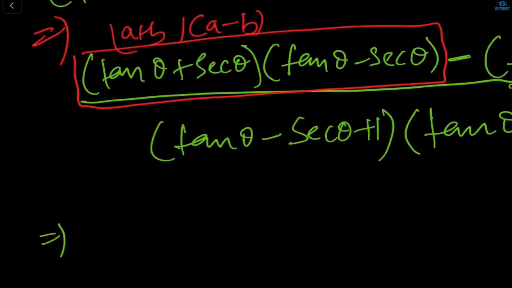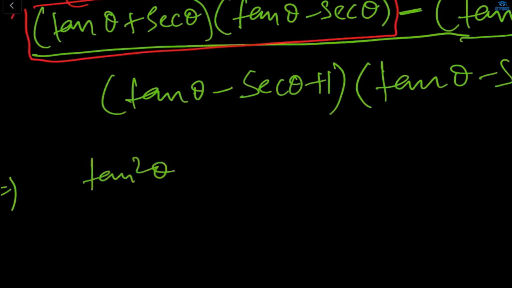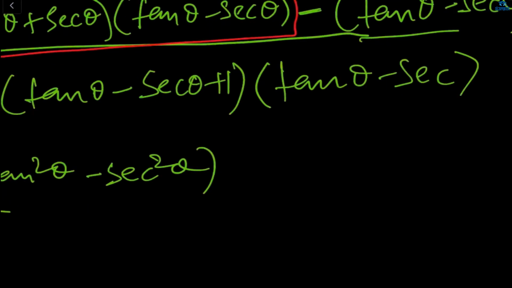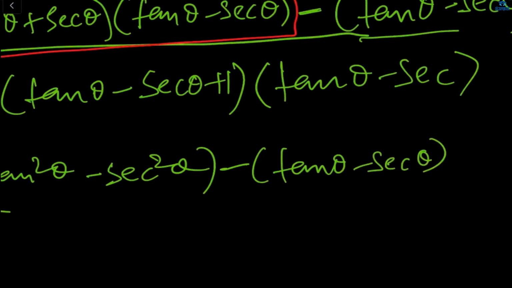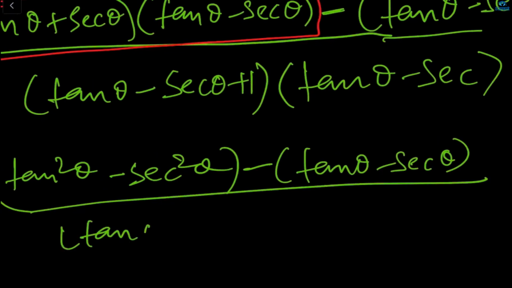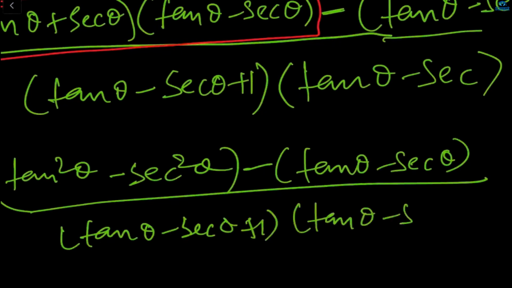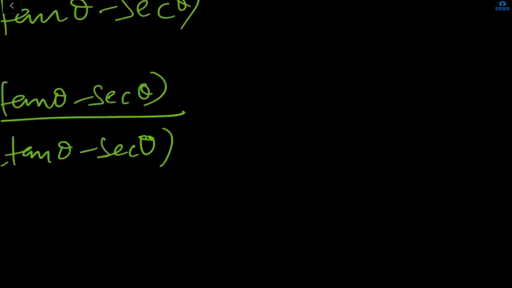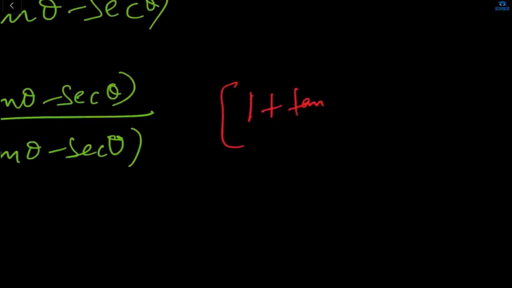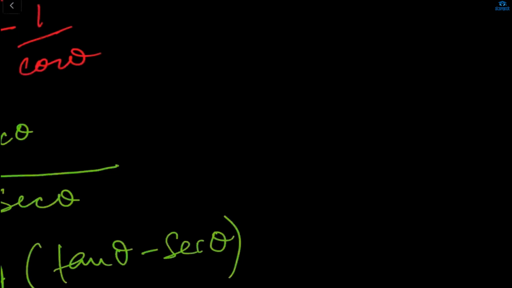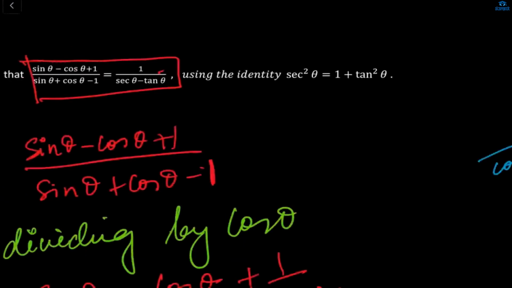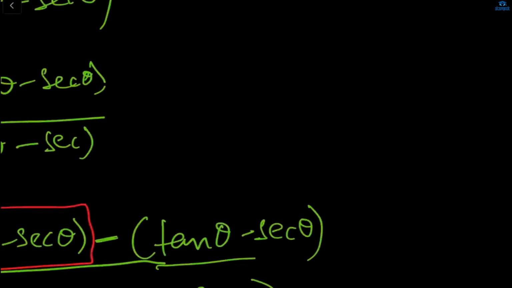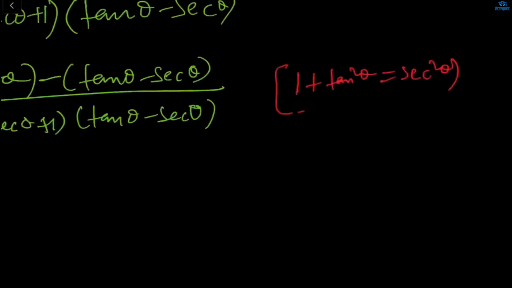So I'm going to change it. It can be written as tan square theta minus sec square theta in one bracket minus tan theta minus sec theta, upon tan theta minus sec theta, plus 1 upon tan theta minus sec theta. Now, tan square theta minus sec square theta can be written as 1. I'll write the identity here. You have the identity 1 plus tan square theta is equal to sec square theta. Yes, you can see here in the question also. So from this identity only, you can derive that tan square theta minus sec square theta is equal to 1. Am I right or not?